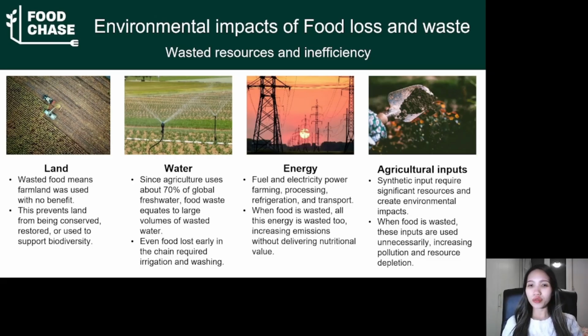About energy use, fuel and electricity power farming, processing, refrigeration, and transport. When food is wasted, all this energy is wasted too, increasing emissions without delivering nutritional value. Agricultural inputs, in particular fertilizer, require energy and other inputs for their production. So synthetic inputs require significant resources and create environmental impact. When food is wasted, these inputs are also used unnecessarily, increasing pollution and resource depletion.